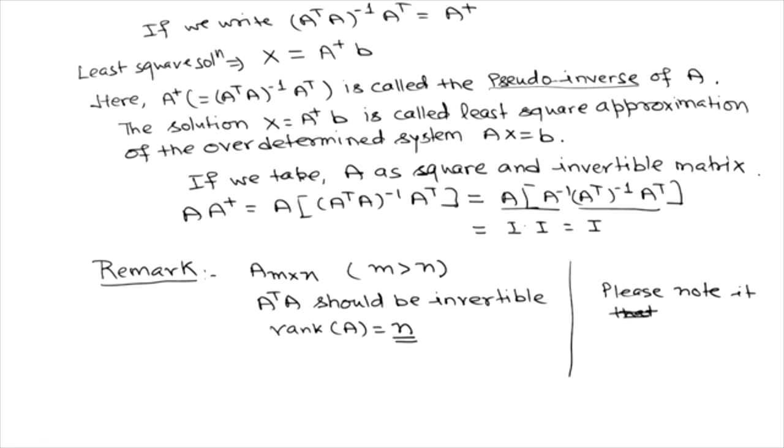If the rank of A is less than n, I will tell you how to find the least square approximation of the system Ax equals b in the subsequent lectures. Now, let me take an example of it.